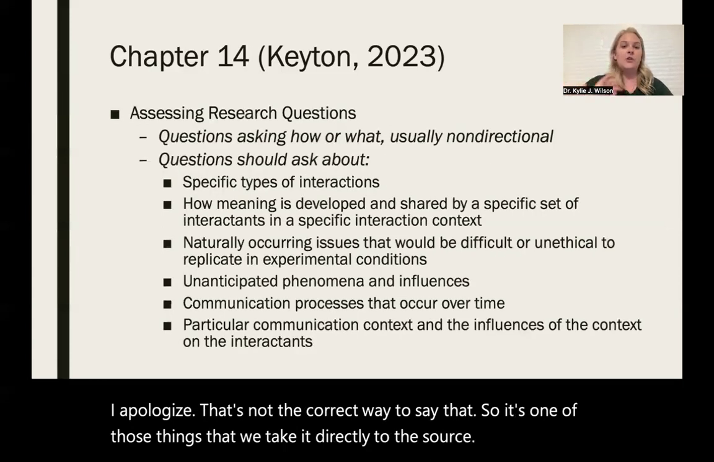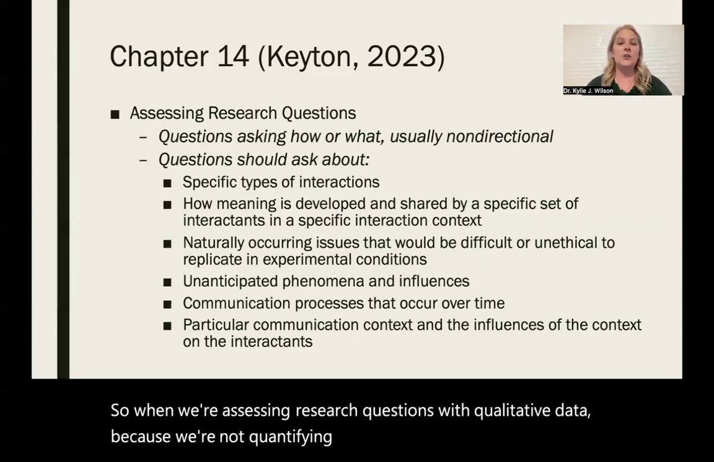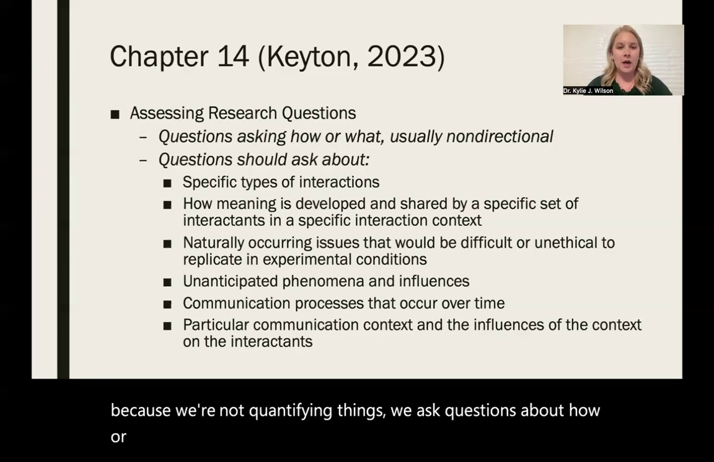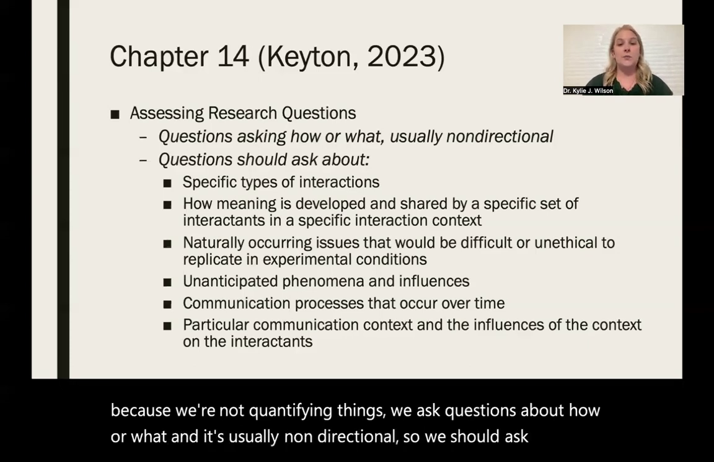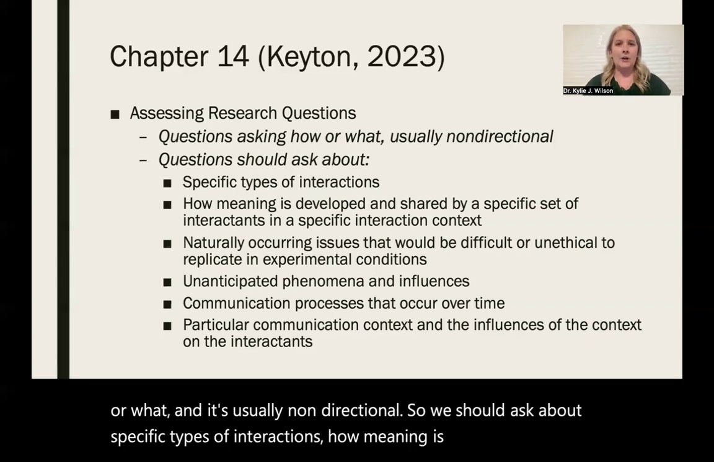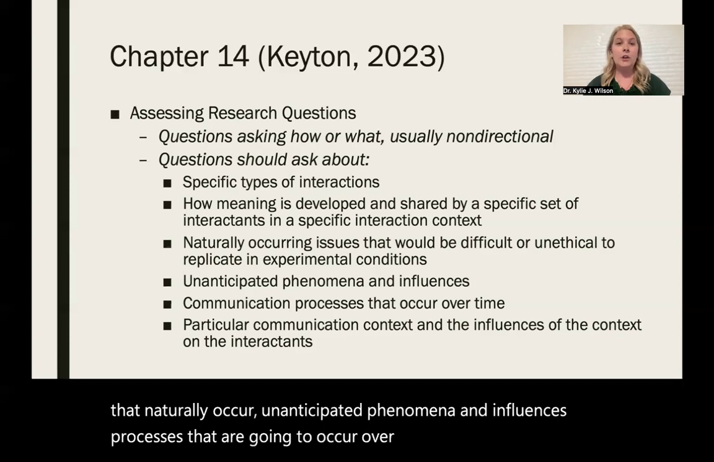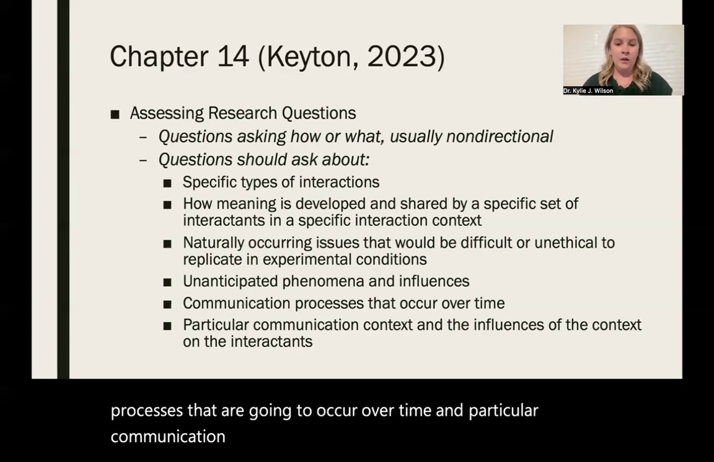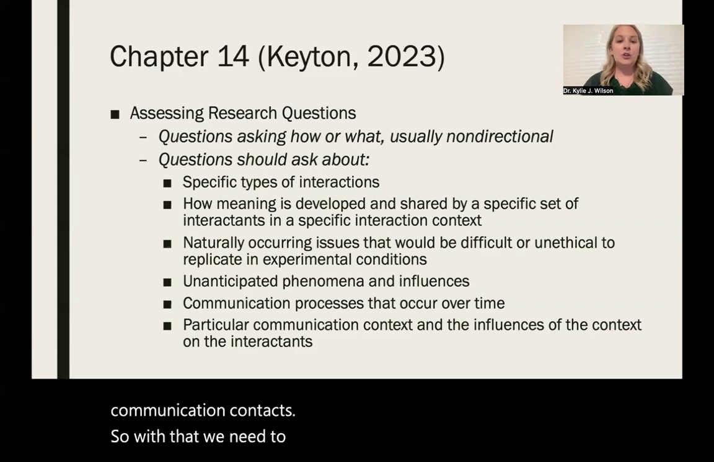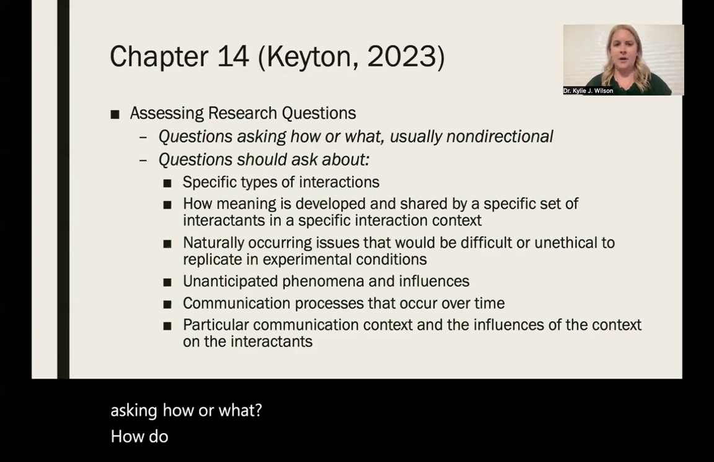So when we're assessing research questions with qualitative data, because we're not quantifying things, we ask questions about how or what, and it's usually non-directional. So we should ask about specific types of interactions, how meaning is developed, issues that naturally occur, unanticipated phenomena and influences, processes that are going to occur over time, and particular communication contexts. So with that, we need to be making sure that our questions are asking how or what. How do these interactions happen? What is a typical interaction in this culture? Okay.